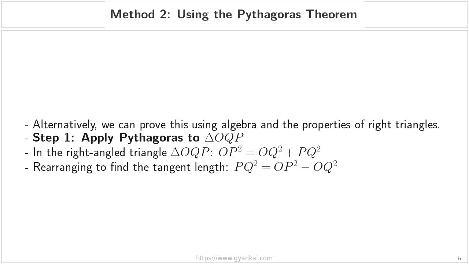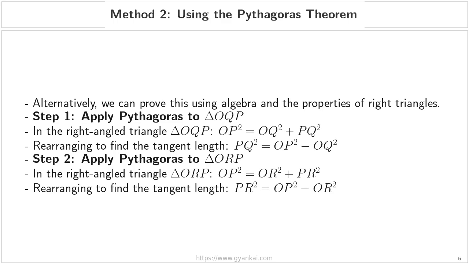We will look at the first triangle we identified in our construction, triangle OQP. Since we know from our previous slide that the radius meets the tangent at a right angle, we can apply Pythagoras here. This gives us the equation OP squared equals OQ squared plus PQ squared. Now, since our goal is to find the length of the tangent, let's rearrange this formula to isolate PQ squared. By subtracting OQ squared from both sides, we get PQ squared equals OP squared minus OQ squared.